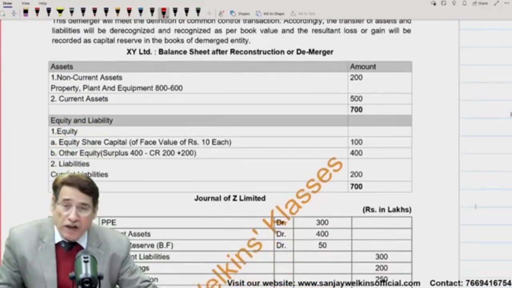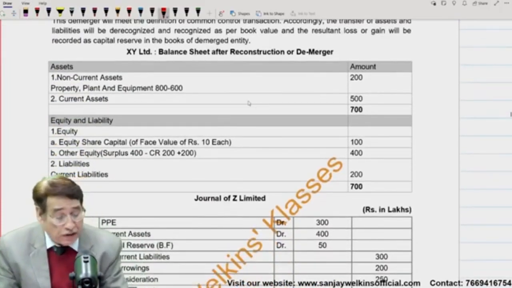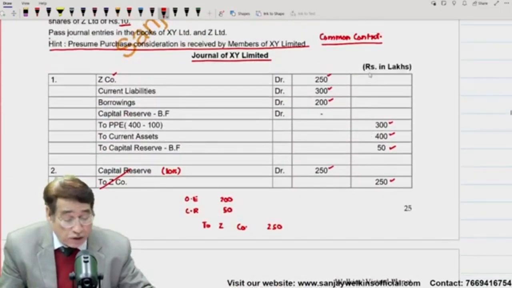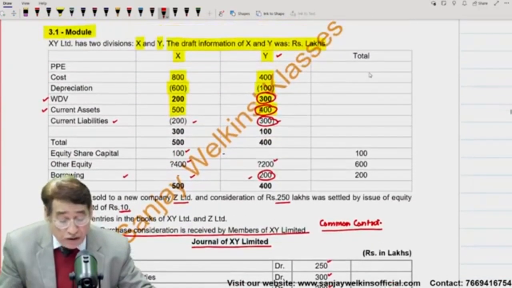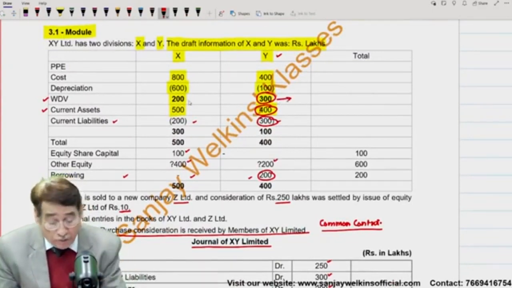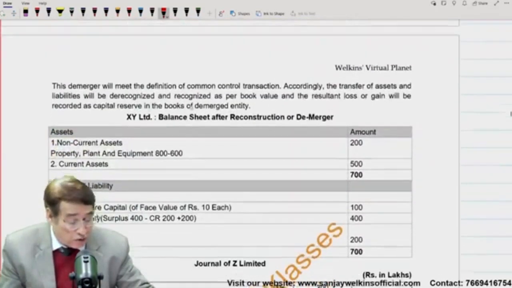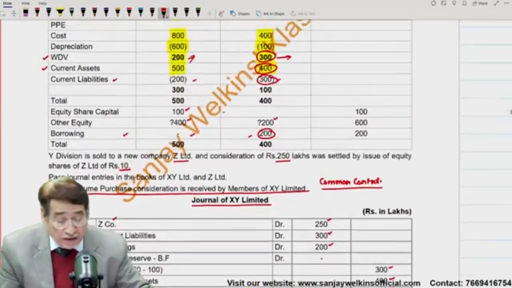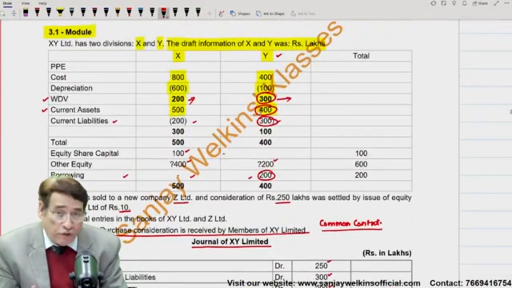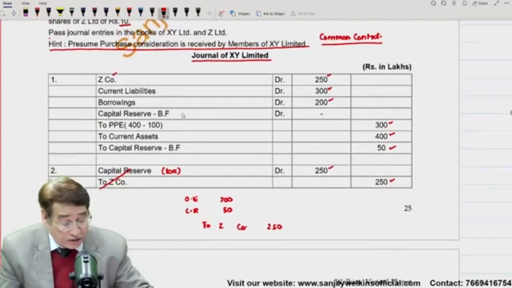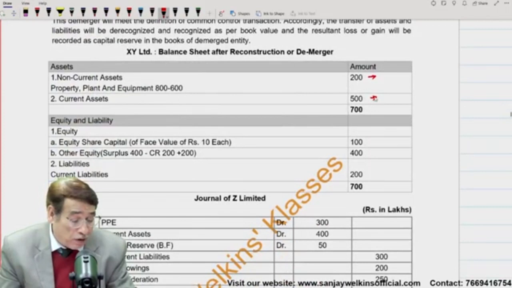Now you will have to prepare the balance sheet. If we are going to prepare the balance sheet, obviously, whatever items are left, we are going to simply write. For example, in this particular case, we had two divisions, X division and Y division. Now 300 worth of property, plant and machinery has gone out. We are left with only 200 worth of plant and machinery. So only this machinery will appear in the balance sheet. Correct? Similarly, as far as current assets are concerned, 400 worth of current assets have gone out. So we are left with only 500 worth of current assets. So I will write current assets, that is 500. So total will be equal to 700. Only two assets were there. We have written both the assets.